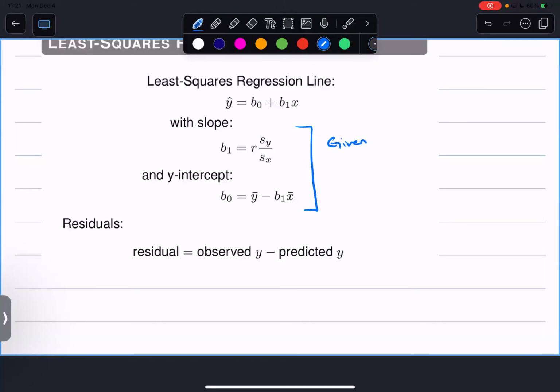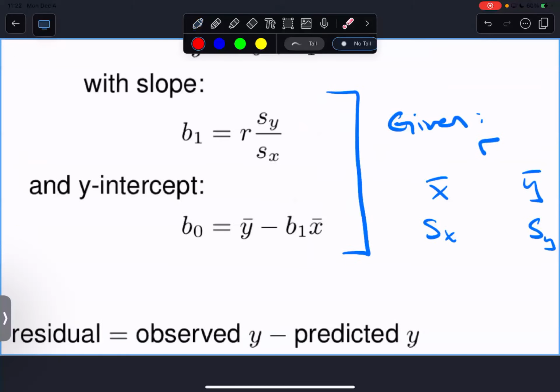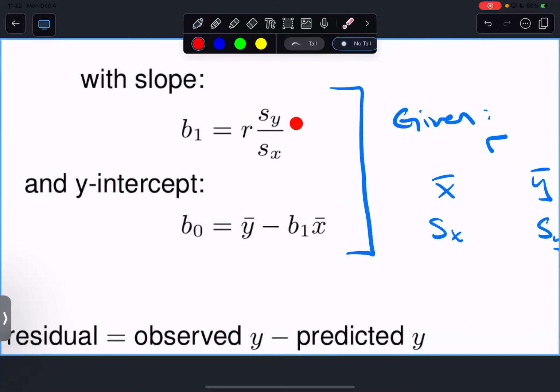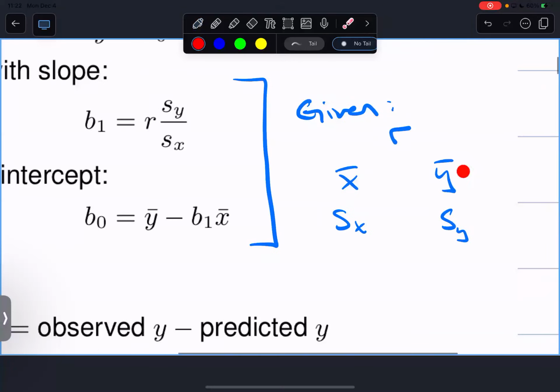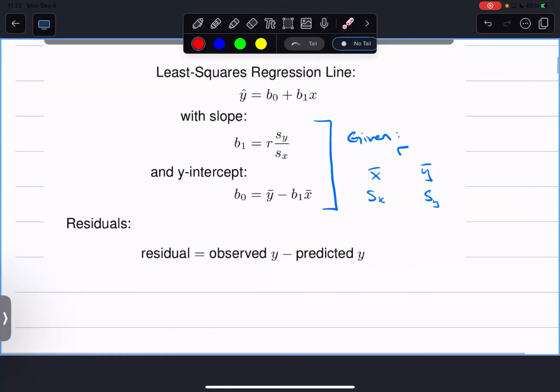So I would say you're given the correlation, x bar, sx, which is the standard deviation of your x's, y bar, and the standard deviation of your y's. Which one you treat as your y's and your x's is going to make a huge difference, right? And so you want to really establish which one is your y and which one is your x, because that's going to determine your slope and your intercept later.